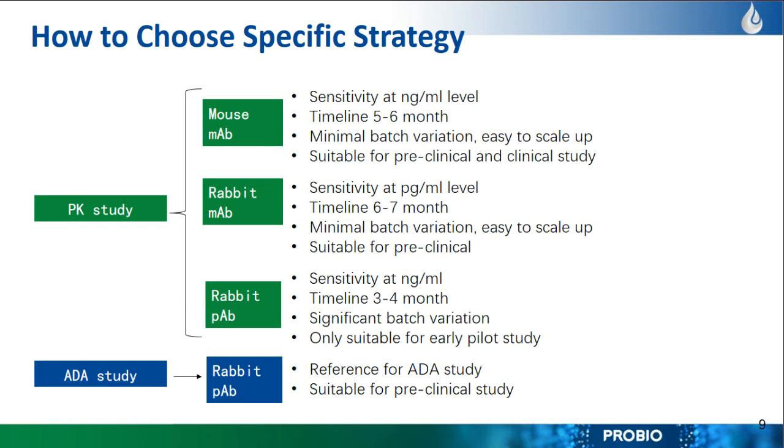So with all those options, we recommend choosing a suitable package based on the final application. Mouse and rabbit monoclonal anti-id are suitable for preclinical PK studies, while the rabbit polyclonal antibody is only acceptable for early-stage PK and ideal for an ADA study. The detection sensitivity of the rabbit monoclonal antibody is generally better than mouse, but the mouse version is typically enough for the purpose since the dose of the antibody drug is usually higher than small molecule drugs.